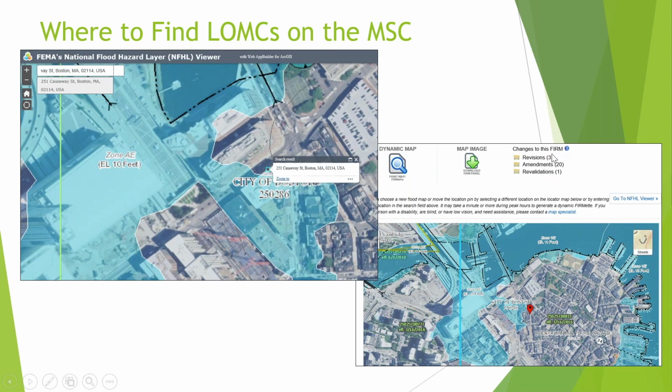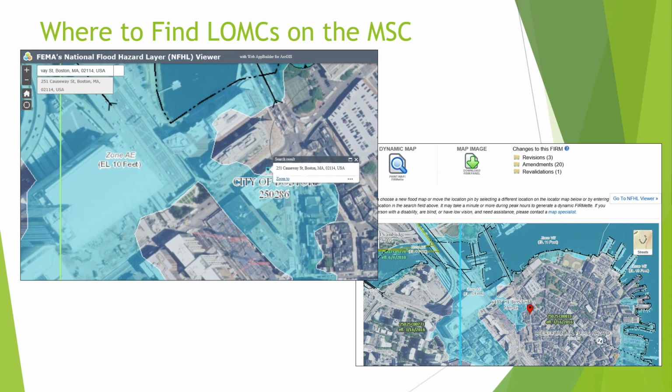So changes to this FIRM, meaning this panel. Are there revisions? Yes, there are 3 letters of map revision. There are 20 letters of map amendments, and 1 is probably a letter of map amendment that's been revalidated since FEMA updated the maps. So if you click on any one of these folders, here, amendments for example, the folder will open and there will be 20 different documents there.